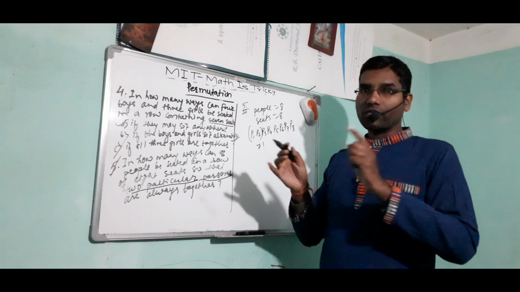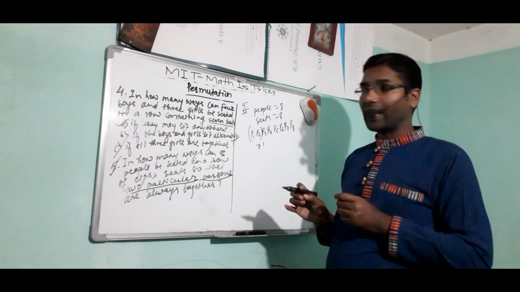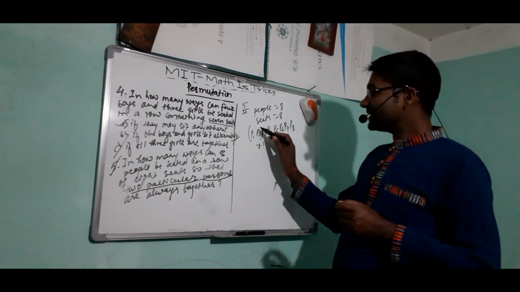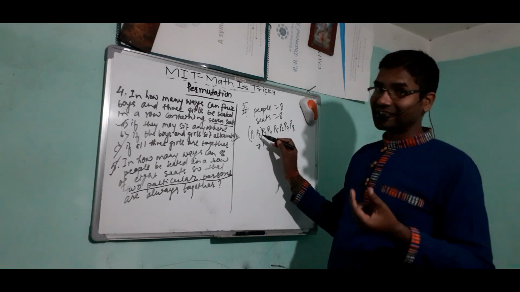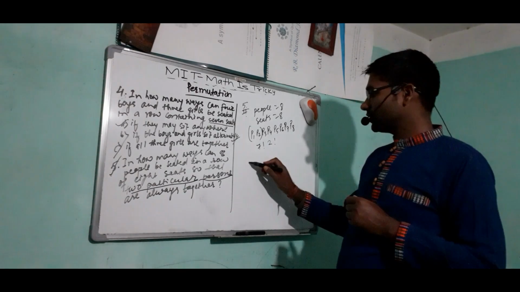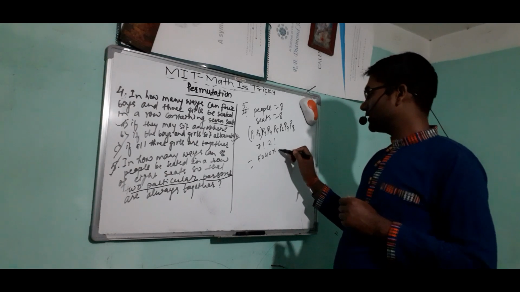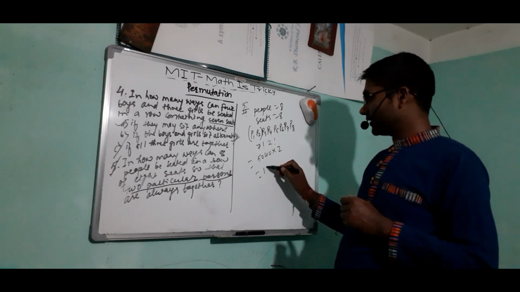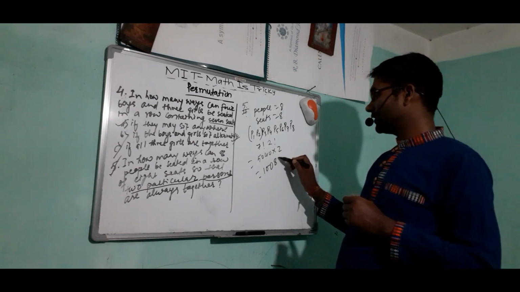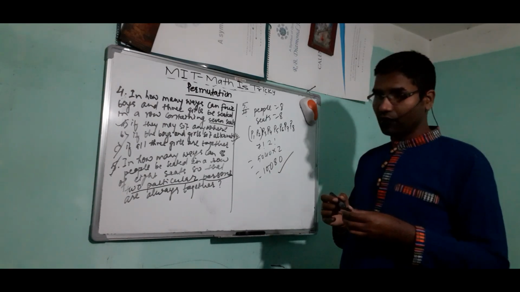Now follow the rules that we have. These 2 persons can change their seats among themselves in 2 factorial ways. So it will be 7 factorial, which is 5040, times 2. So 5040 times 2, 10,080 will be our answer.